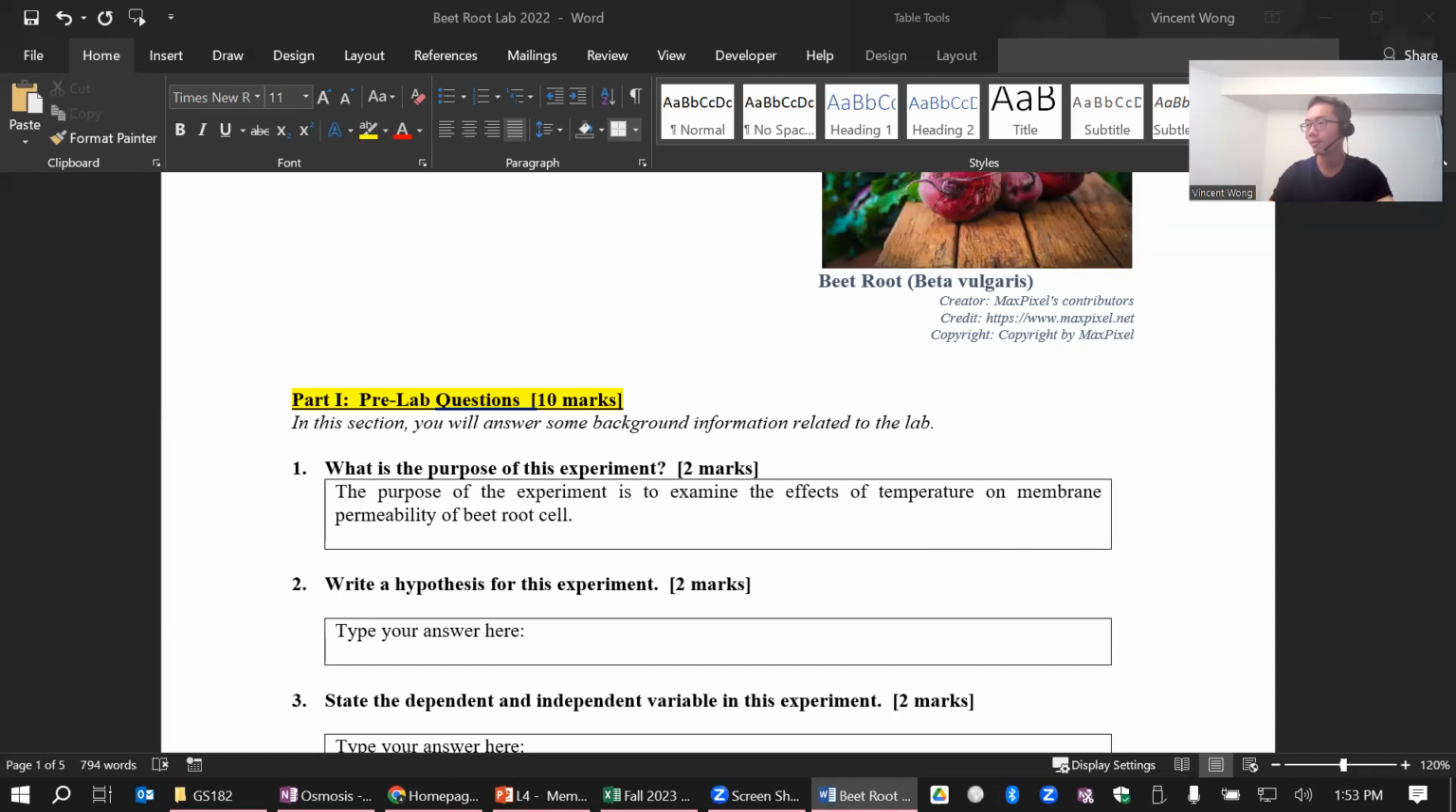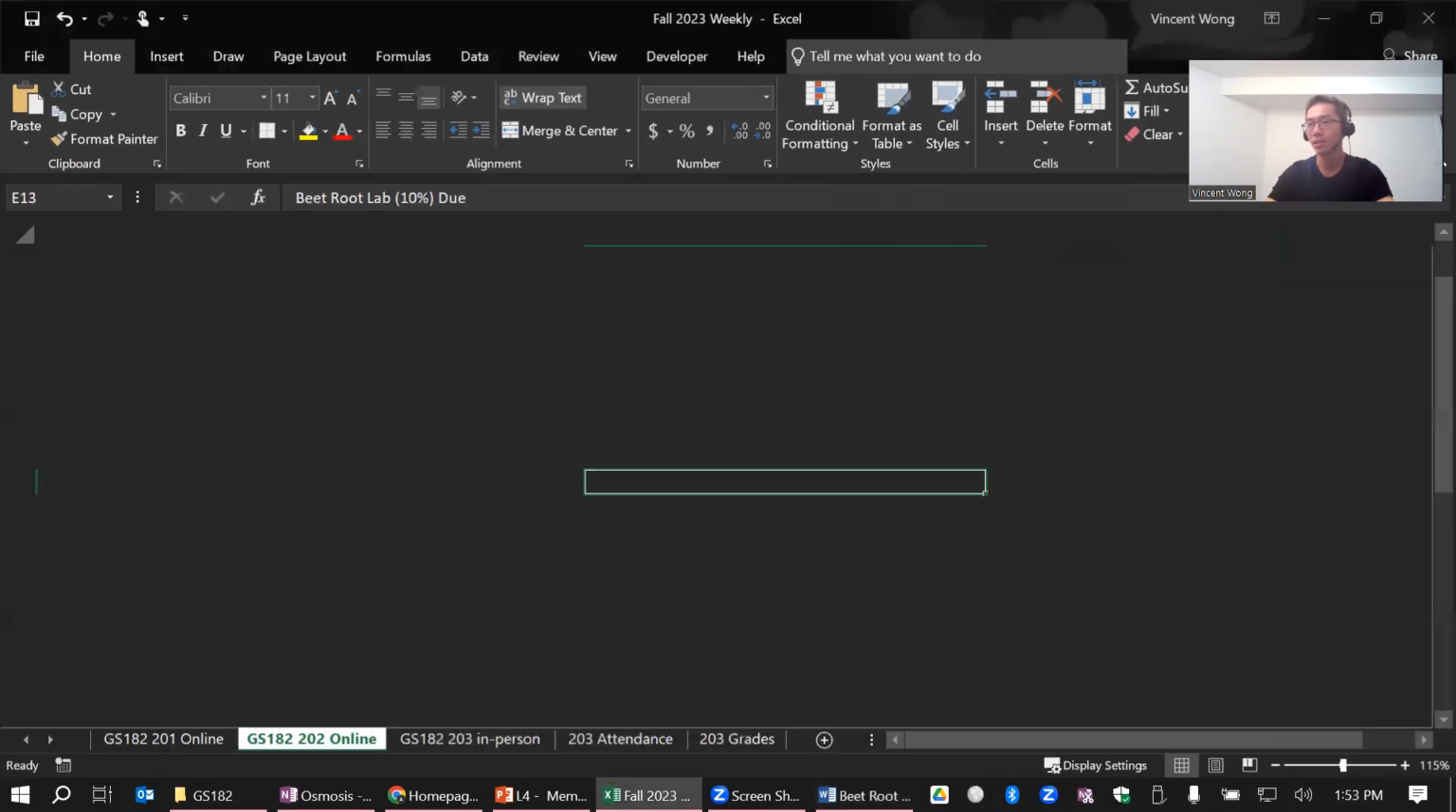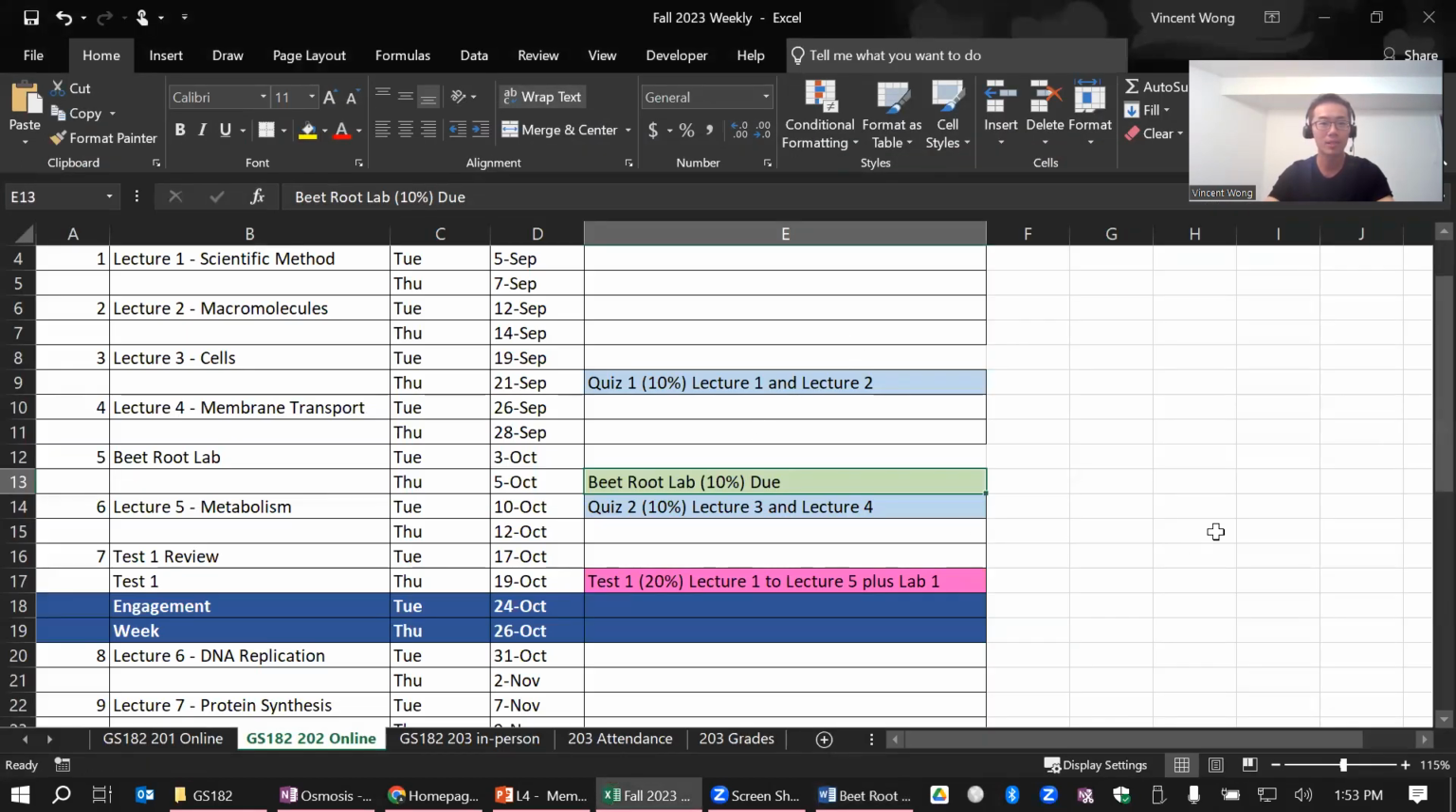So do we have a quiz or test next week? No, next week, just look at the calendar, right? Next week is just the beetroot, okay? And then the following Tuesday will be quiz number 2, which is lecture 3 and lecture 4. And then before you know it, we will have the test, and then we'll be done half the course.